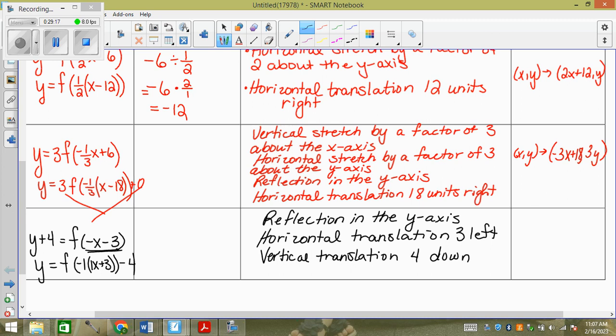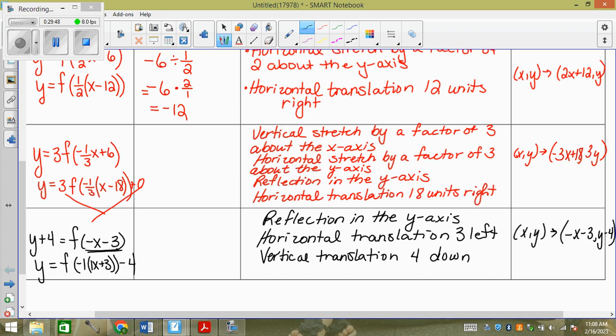Now remember, stretches have to come first, but the order of stretch doesn't matter. You can go vertical then horizontal. Reflections have to come next, but it doesn't matter. And then translations, it doesn't matter. They have to come last. Reflections are the only ones you can write together. So if there was actually a negative on both, you could just say a reflection in the x and y axis. You wouldn't have to write out 2 sentences if you didn't want to. So this one here would be xy becomes negative x minus 3 comma y minus 4.